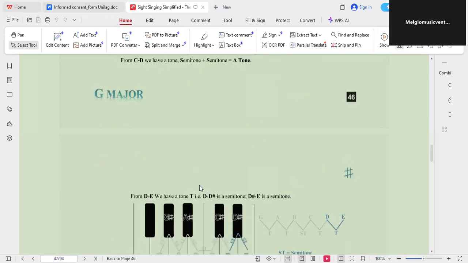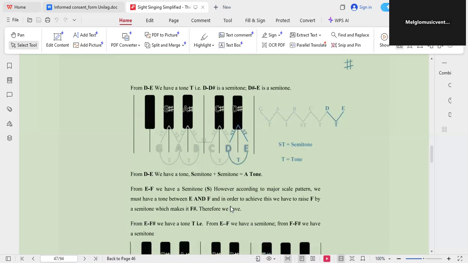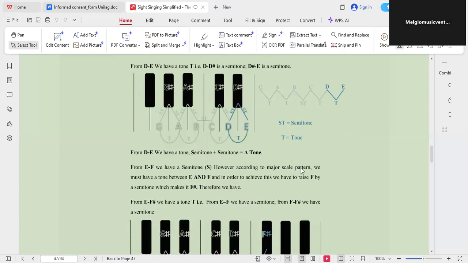Now we are on D, and from our major scale pattern, we also need a tone between D and E. D to D sharp is a semitone. D sharp to E is a semitone. So the semitone of D to D sharp plus the semitone of D sharp to E equals a tone. From D to E, we have a tone which conforms to our major scale pattern. And next we need another tone, which will be the third tone in our major scale pattern.